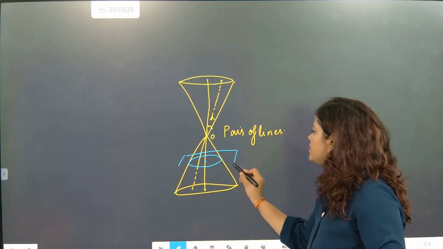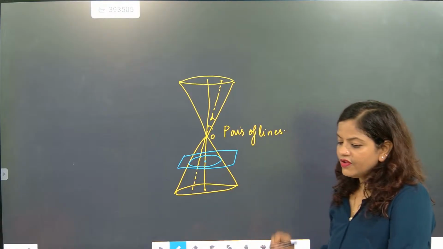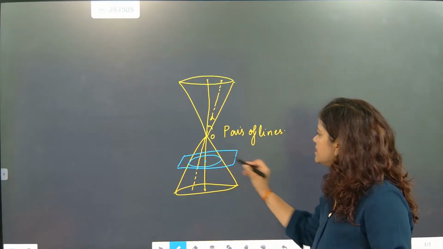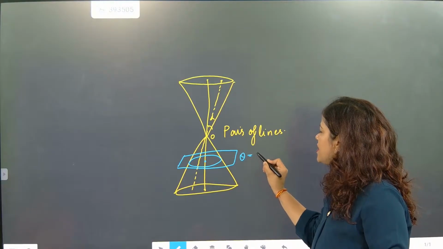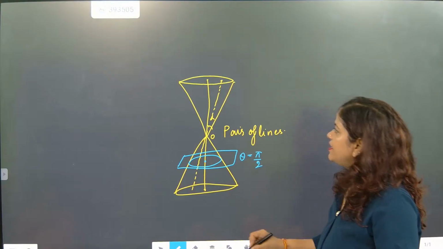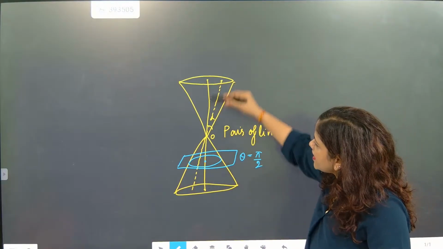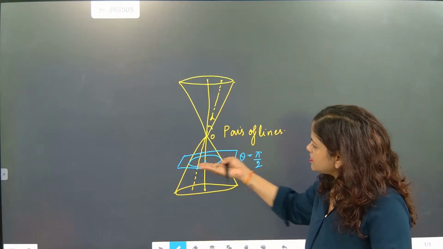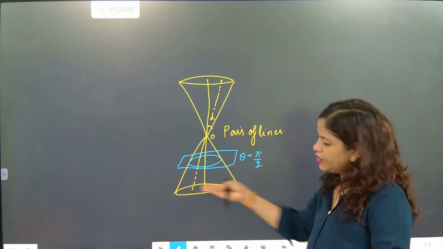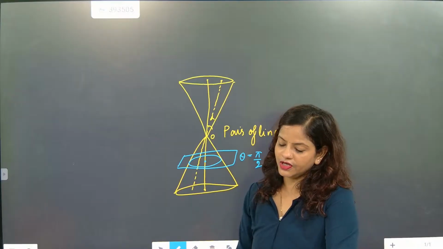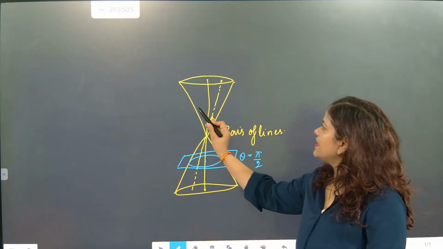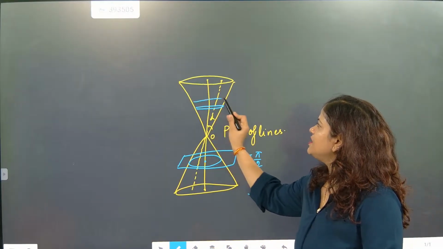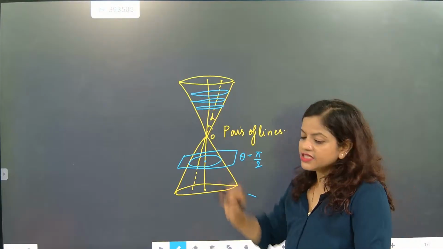This is the plane with which we cut the cone. When we cut the cone with this plane, what is theta here? Theta is equal to pi by 2, 90 degrees, because this part is going exactly straight. So we have just cut. However many straight-line cuts you make, that many circles you will get. Is it clear till here?